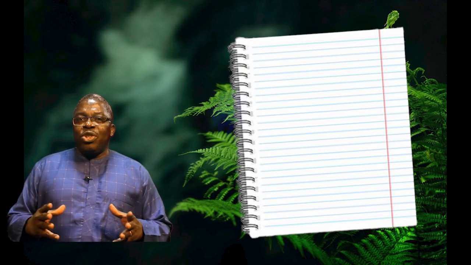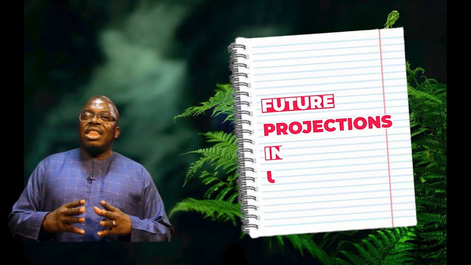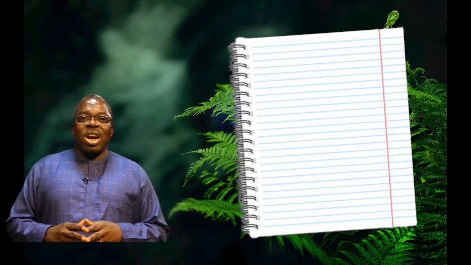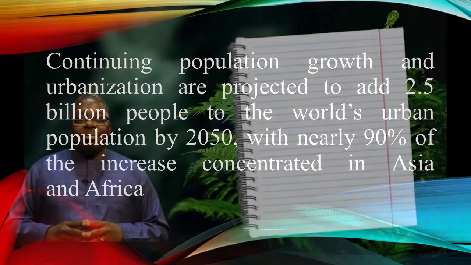What are the future projections in urbanization? According to the United Nations, the following trends are expected. 1. Continuing population growth and urbanization are projected to add 2.5 billion people to the world's urban population by 2050, with nearly 90% of the increase going to be concentrated in Asia and Africa.